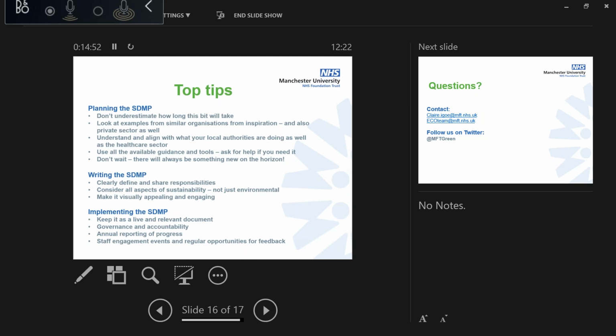And I think the other thing I was going to say was just don't wait, because there's always going to be a new strategy on the horizon, whether it's something from within the NHS or from within your local authority. I would say just go ahead, and you can address those things in your annual review process. Hopefully you've got some help with writing the SDMP, and if you have, then clearly define and share those responsibilities. Make sure that you've covered all those aspects, not just environmental, and make it visually appealing as well. And then keep it live and relevant by having that plan every year that you're referring back to each time, and continuing to engage with your staff and other stakeholders on the agenda.